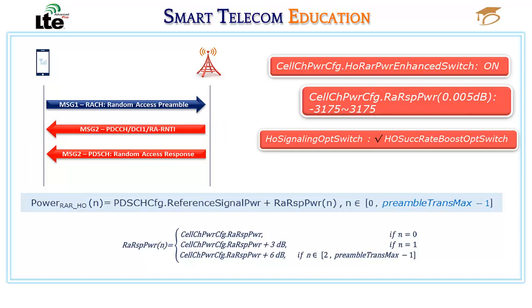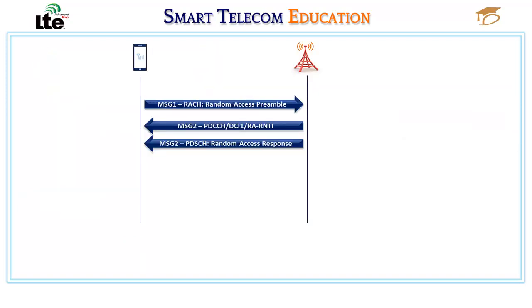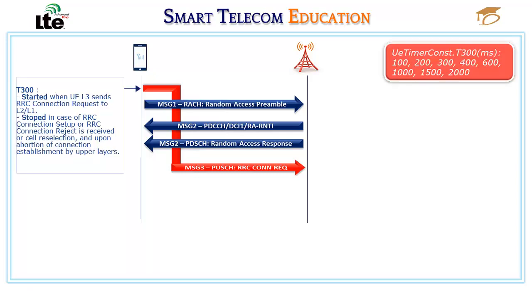In the coming slides, we will troubleshoot the parameters impacting message 3. The UE initiates the RRC connection establishment procedure when upper layers request establishment of an RRC connection, while the UE is in RRC idle state. UE L3 sends the RRC connection request to lower layers, Layer 2 and Layer 1, which are responsible for preamble sending and random access response monitoring, and starts timer T300, which supervises the RRC connection establishment procedure.